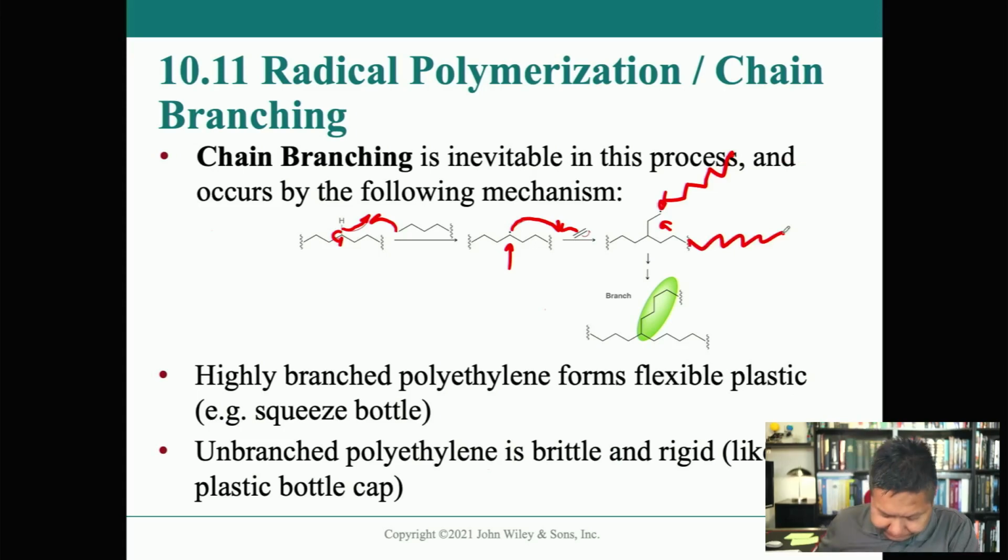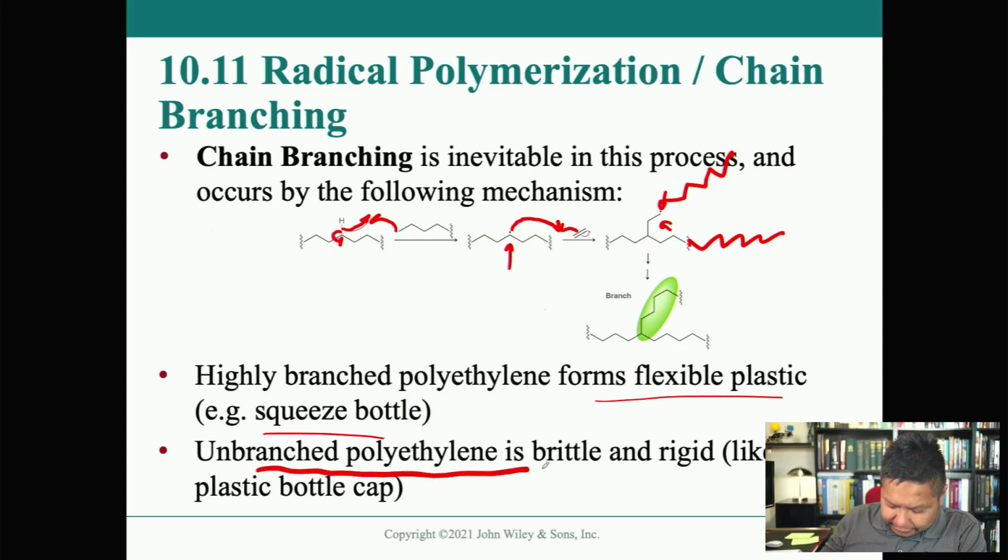Okay? Good stuff. So highly branched polyethylene forms a very flexible plastic, like squeeze bottles or Tupperware. Unbranched polyethylene is brittle and rigid, like a plastic bottle cap. Interesting stuff.